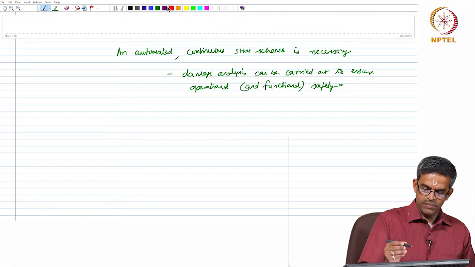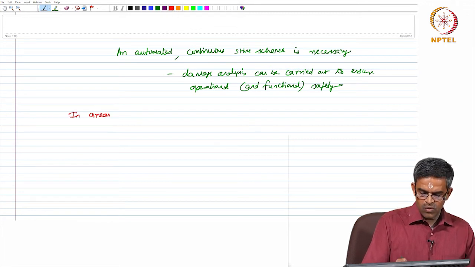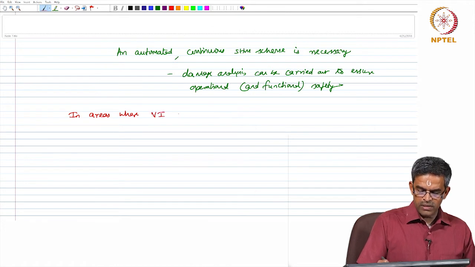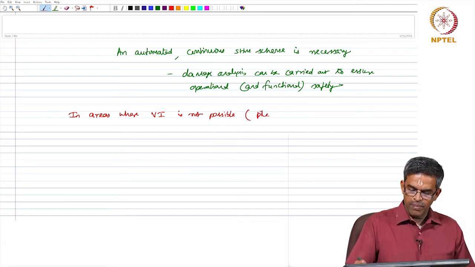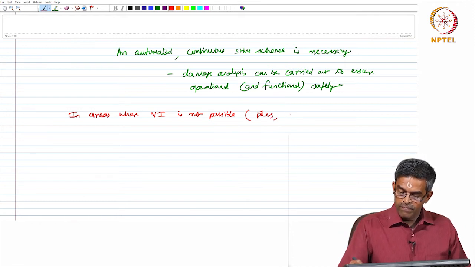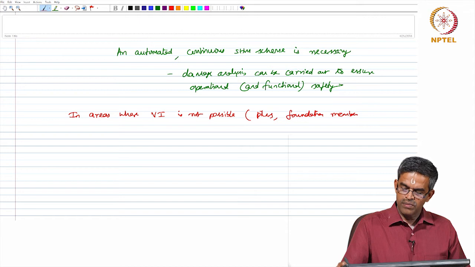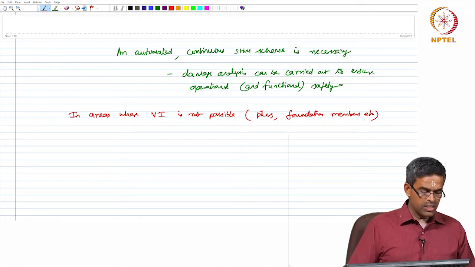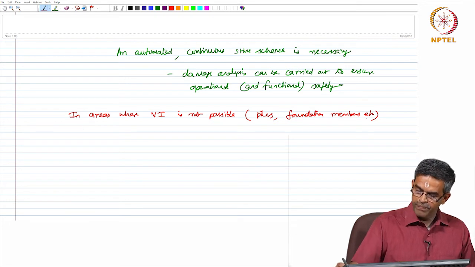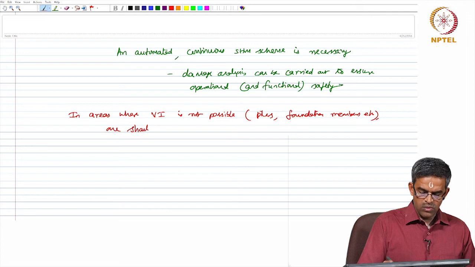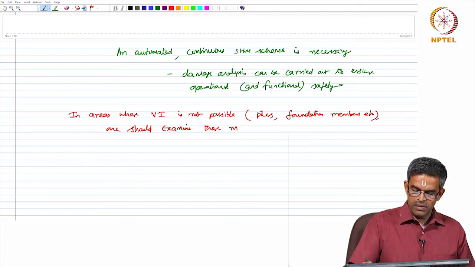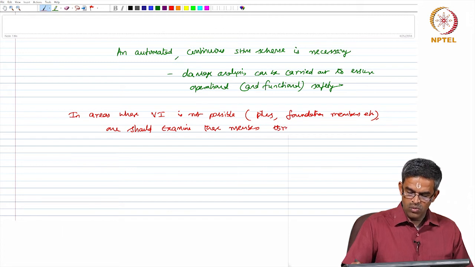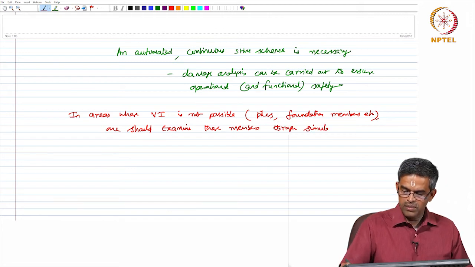So, now the question comes, in areas where visual inspection is not possible, for example, piles, for example, the foundation members, etc., where visual inspection is not possible, then one should examine these members through simulated numerical model.